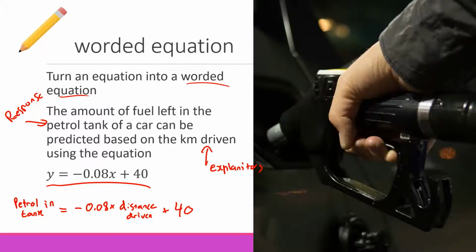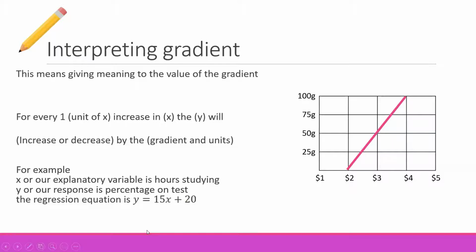Okay, I'm going to change the slide. Something a little bit different now. What we're going to do now is interpret the gradient. Now, what does interpreting the gradient mean? This means giving meaning to the value of the gradient.